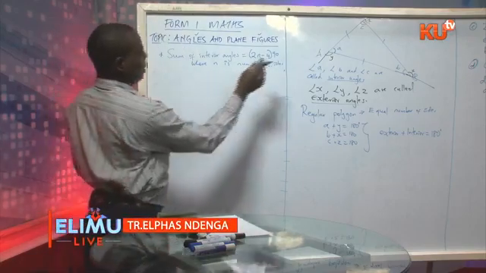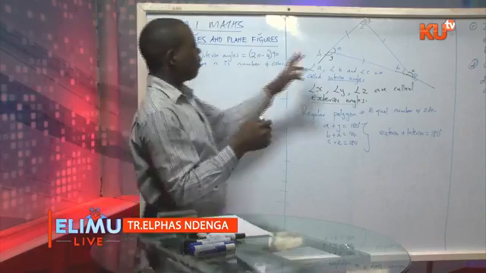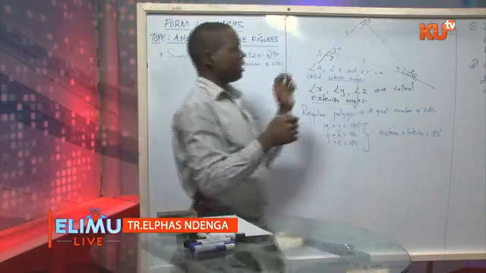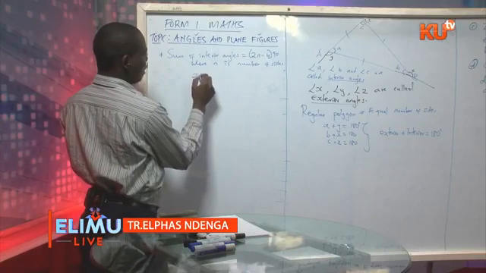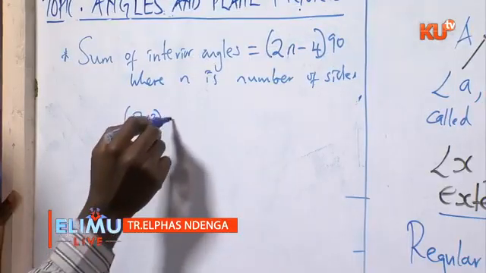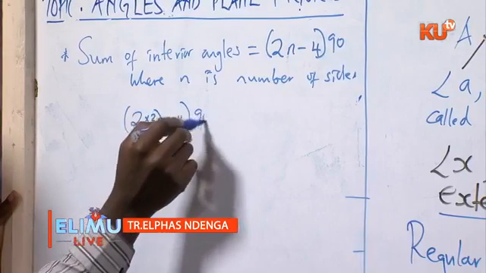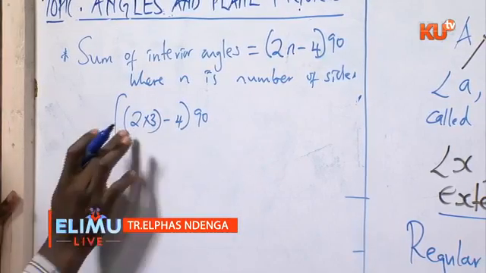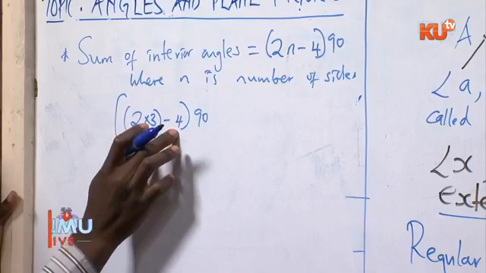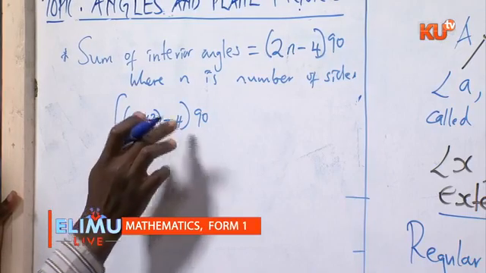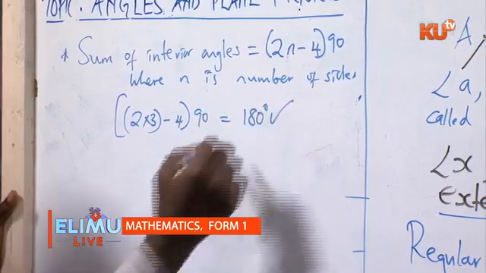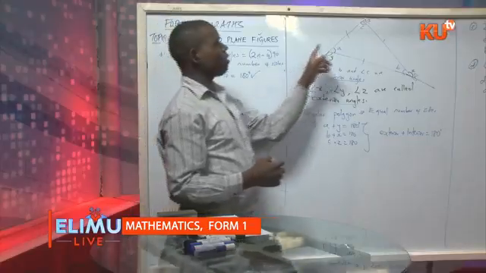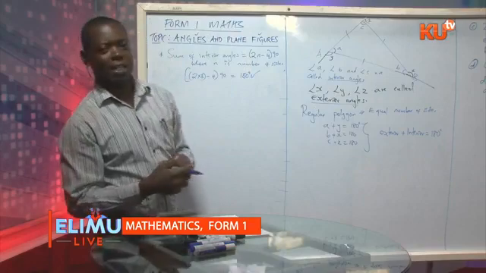In this case, this polygon has 1, 2, 3 sides. So if I replace n, I'll have (2 times 3 less 4) times 90. This is 6 less 4, that is 2. 2 times 90 is 180 degrees. And it is true that the sum of angles in a triangle is always 180 degrees.